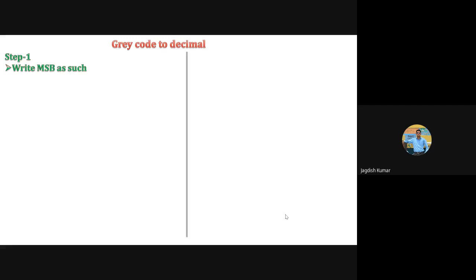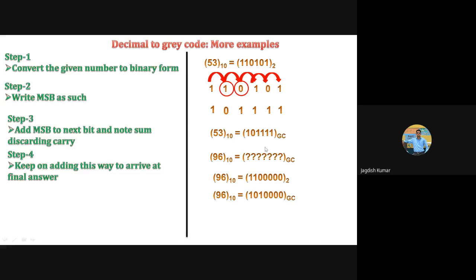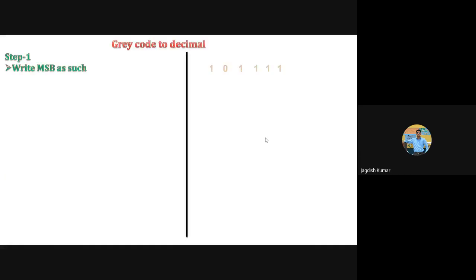So what you do there is first you write down the most significant bit as such. Let us take the example which we have already done. What was this, 101111? I hope you remember this number. I have deliberately taken this number which is already available to us, so that we could verify it easily. You can take any random number as well. So the first step is to write down the most significant bit as such. Suppose this is a binary number given in gray code format.